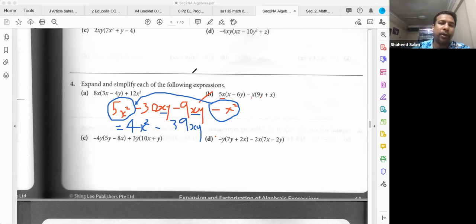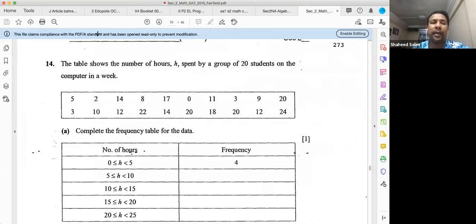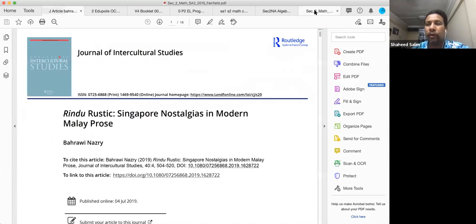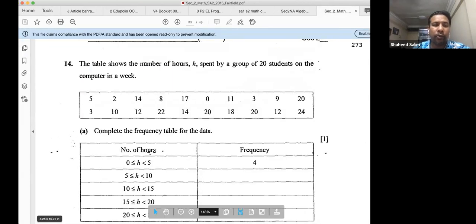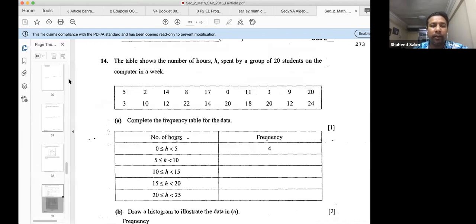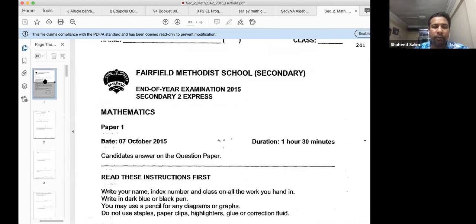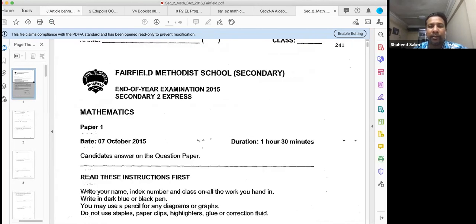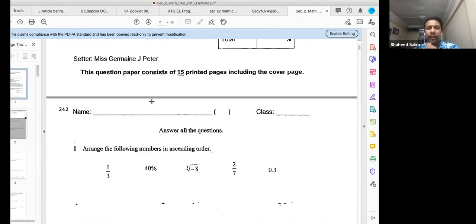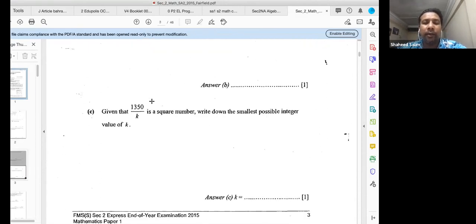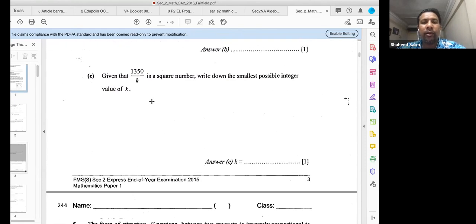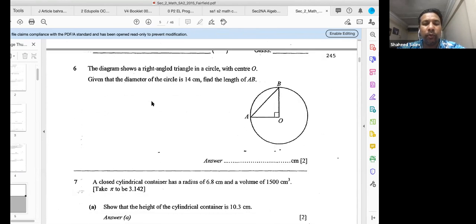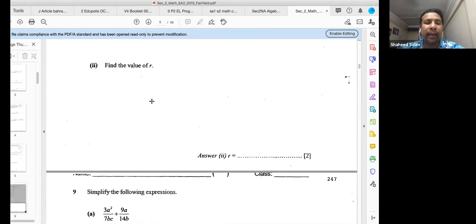Don't forget. Okay, now we are going to go to the express end of the year paper. But we're going to find those that are related to what you are doing. Okay, express normal doesn't matter. Okay, we are going to find out. This is Fairfield Methodist 2015 end of year exam. We are not going to go this one. We're going to try to find something like this.